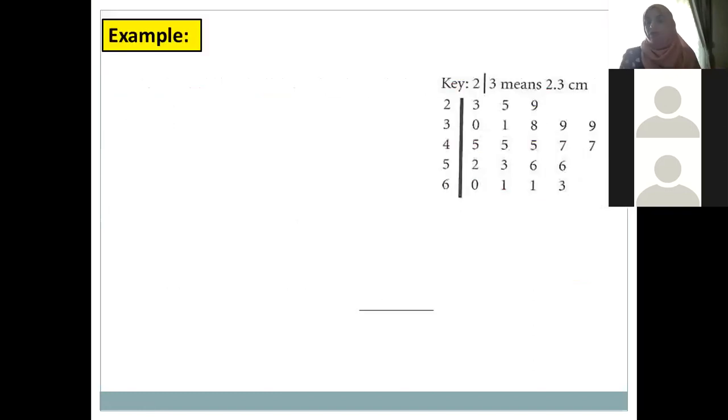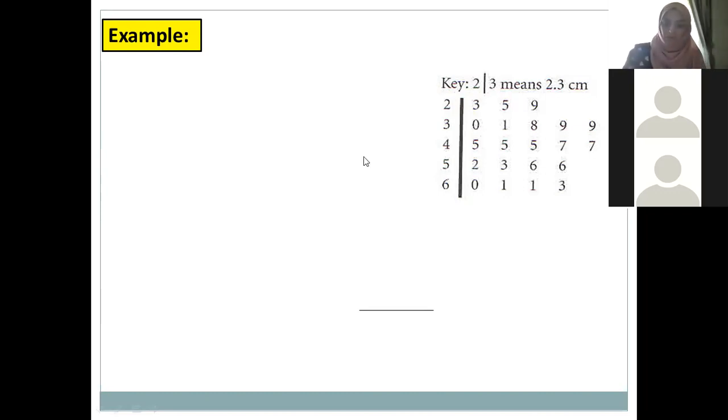Here's another example. Check. Here also we have the same 2 in the stem and there is 3, but this time we don't read it as 23. We will read it as 2.3. So the stem here is not in the tens place. The stem here is ones place, and the stem part is a decimal, and these leaves are in the tenths place. So the key is what you use to read the stem and leaf.